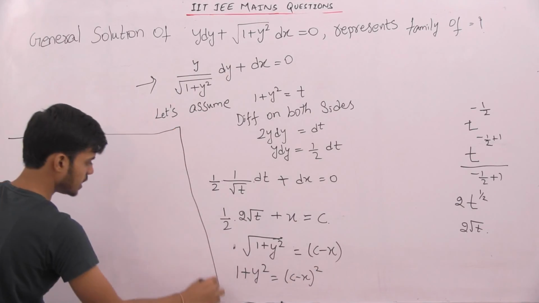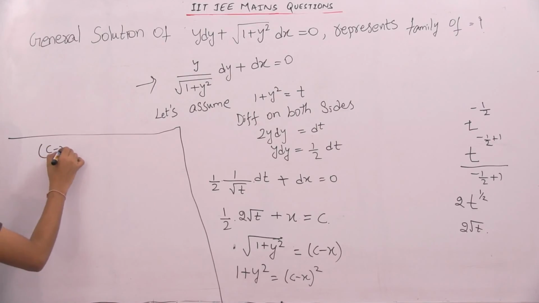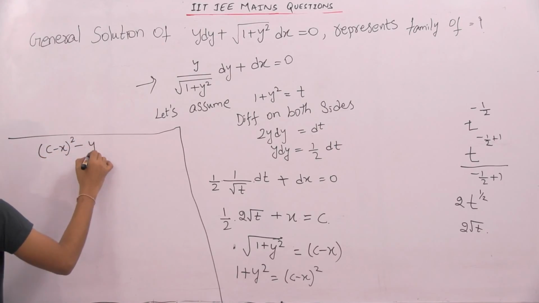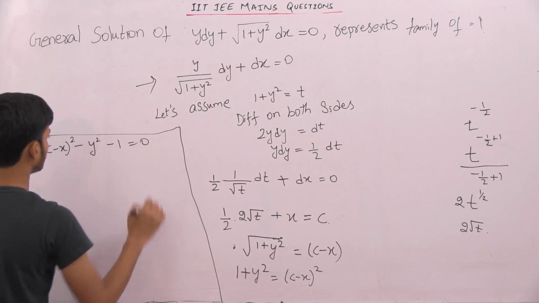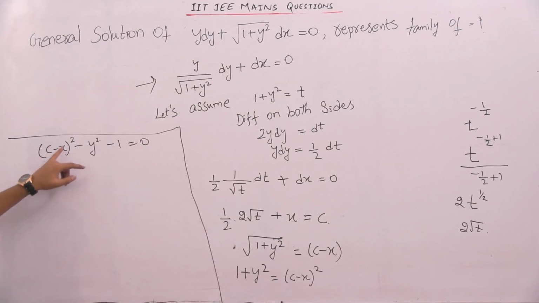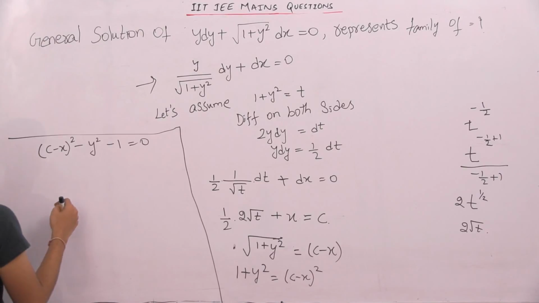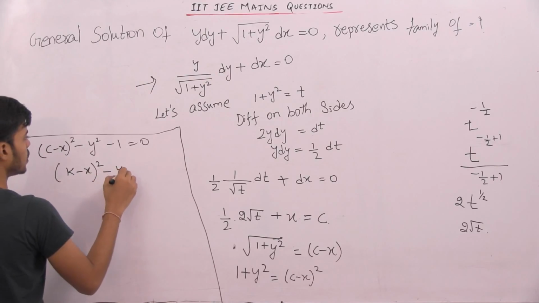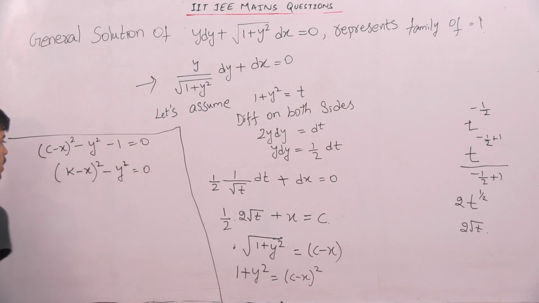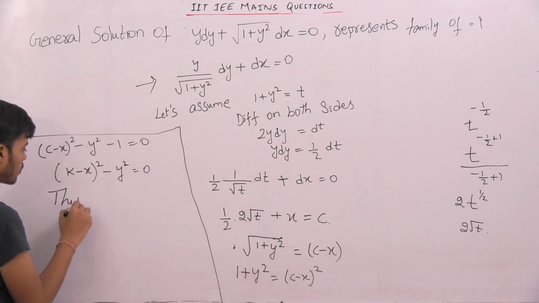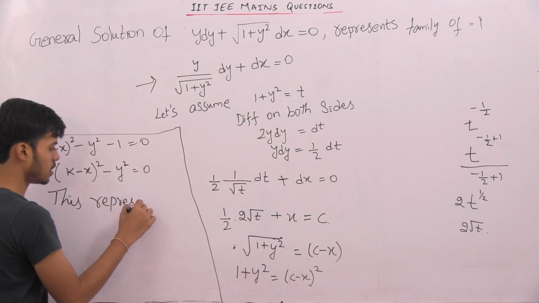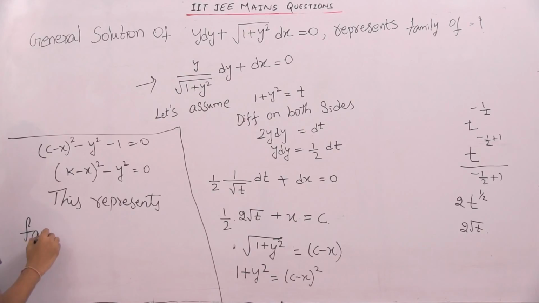So let's check what it states. C minus x whole square minus y square minus 1 is equals to 0. For example, if we expand this, we get some constant, and this minus 1 can be taken into those constants. Let that be some other constant, so x square minus y square equal to 0. So this represents a hyperbola. This represents a family of hyperbolas.